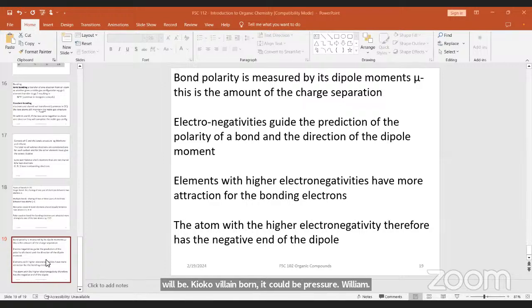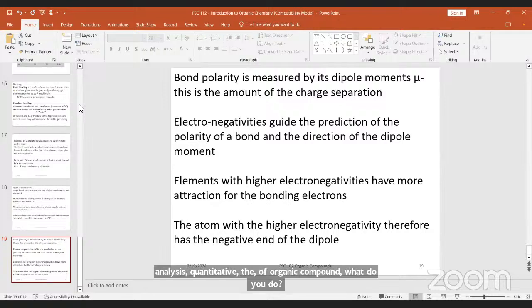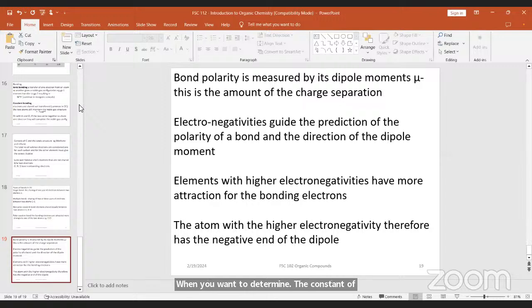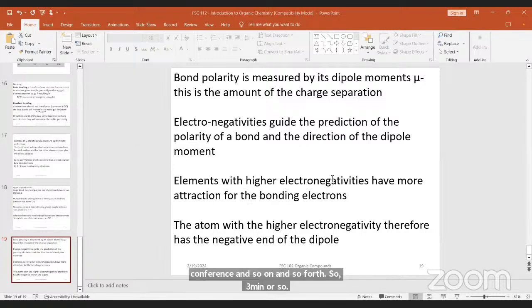And this is where we round up the class for today. On Wednesday, we'll be looking at analysis of organic compounds, the rudimentary analysis, quantitative determination of organic compounds. What do you do when you want to determine the constituents of an organic compound, and so on and so forth. So I'll leave the next 3 minutes or so. If there is a question, you can send a message, chat.